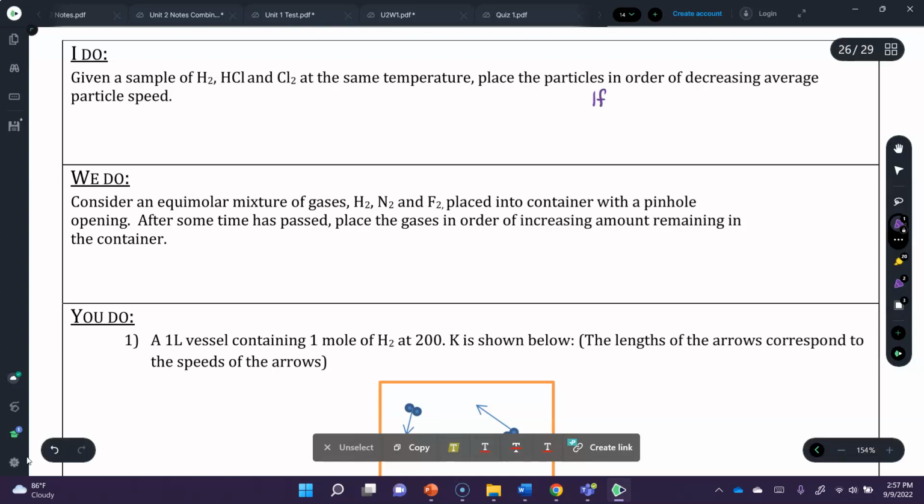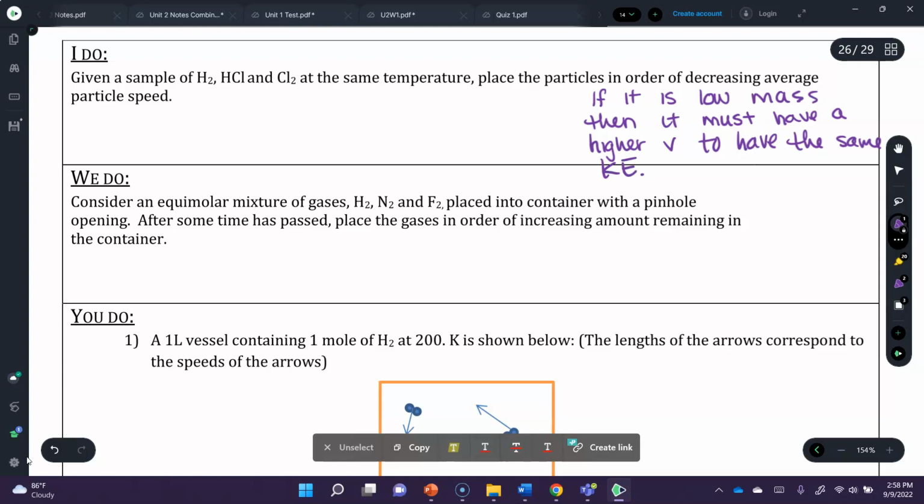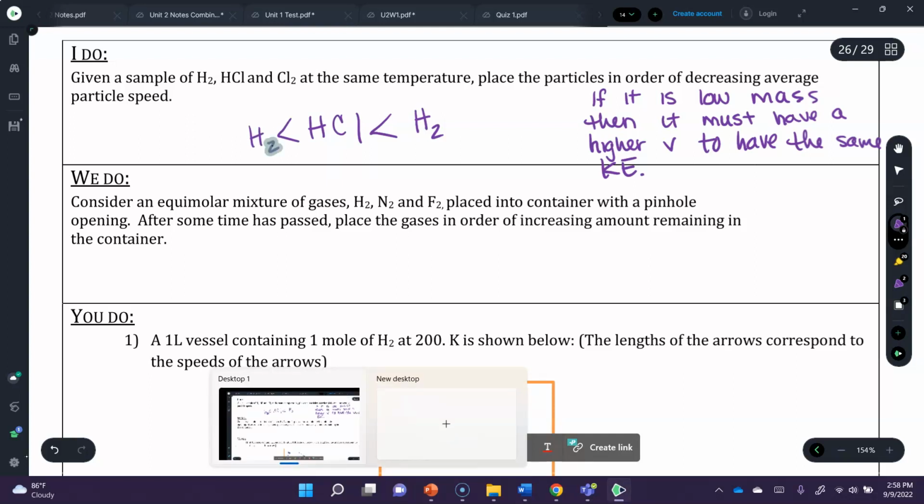Thinking about this, if it is low mass, then it must have a higher velocity to have the same kinetic energy. We're talking about speed, so that's velocity. The ones that are going faster have to be lower mass, so that way they all end up being the same temperature. So hydrogen gas has to be going faster, so we're going to rate these in order of decreasing size. Cl2.